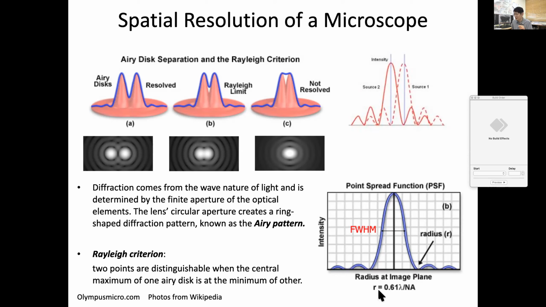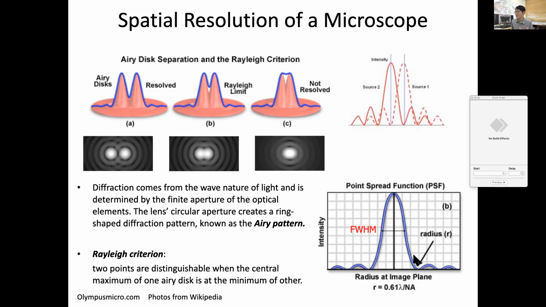And that formula gives the resolution as, in fact, 0.61 lambda over NA. You can remember this, but this number is difficult to remember, so you can consider it just half of the wavelength, divided by the NA, the numerical aperture.